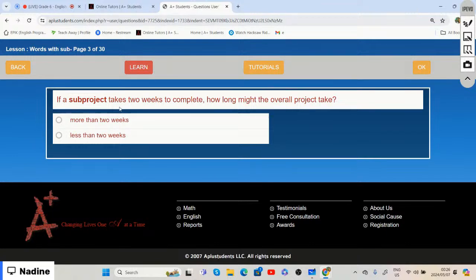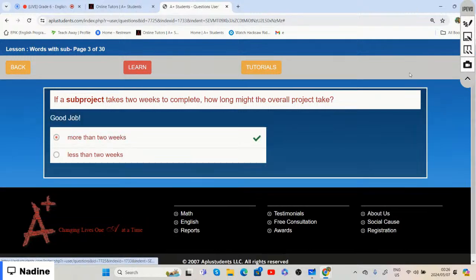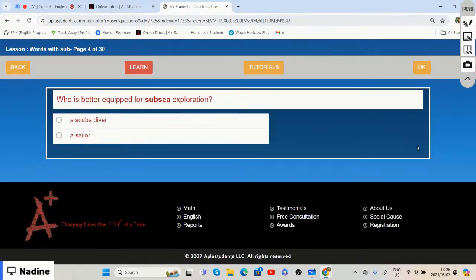All right. So if a sub project takes 2 weeks to complete, how long might the overall project take? The overall project will then take more than 2 weeks. Because remember, a sub project is almost like saying that it is a lesser or smaller project, before the main project.